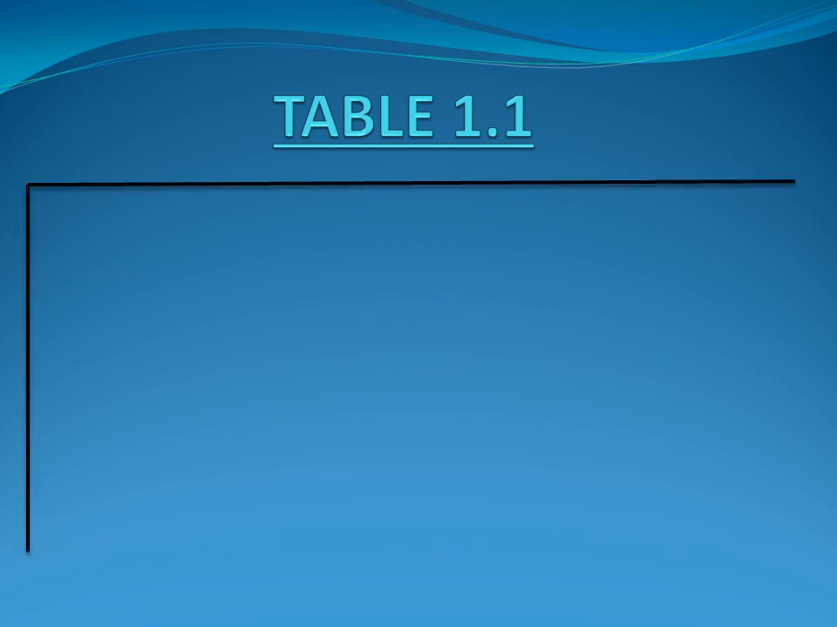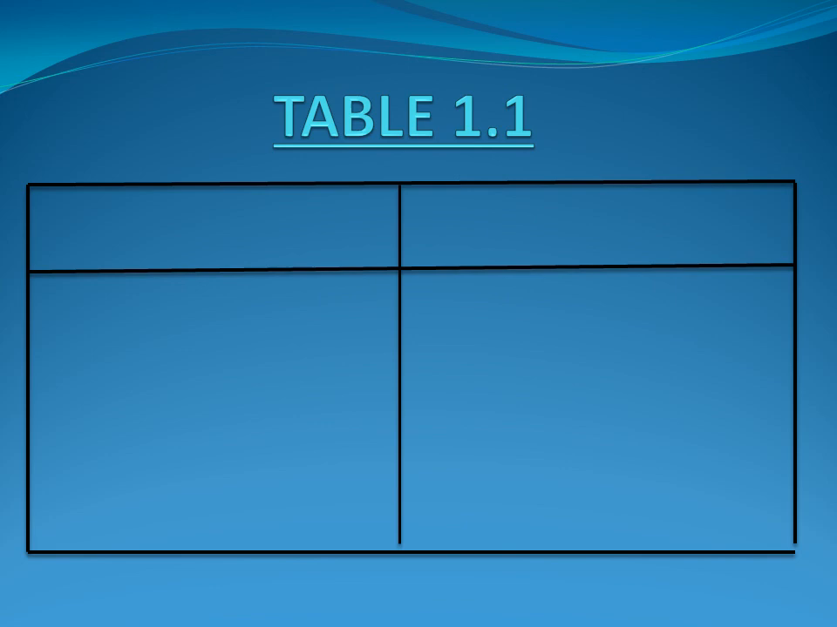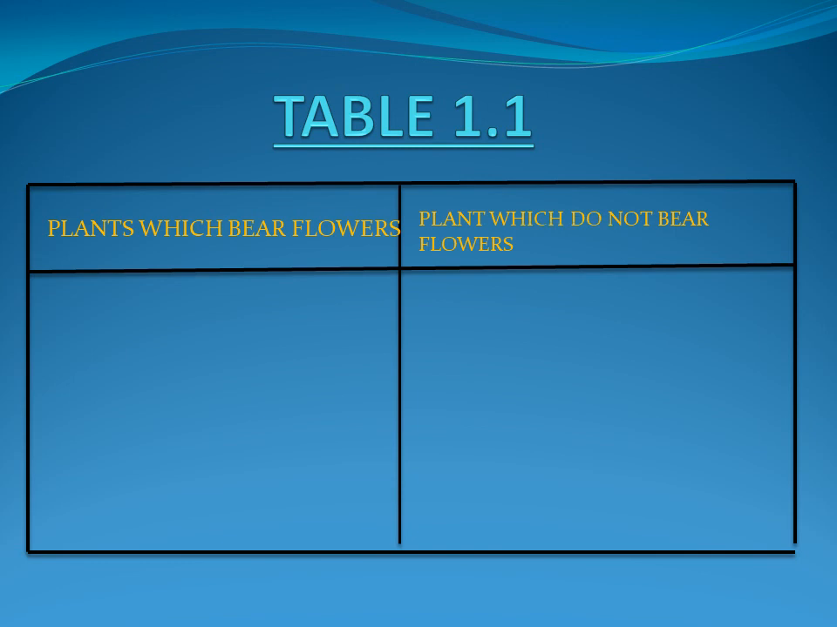So the next one is table 1.1. I think that I have taught you lots of things about flowering plants and non-flowering plants. So there is an assignment that we should do in table 1.1. So you should fill the brackets. The first one is plants which bear flowers, and the second one is plants which do not bear flowers.